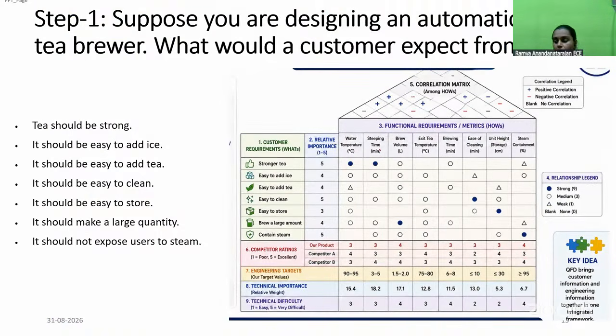So first step, I have to list all the 7 needs. So customer requirements is the first step. I have listed all the 7. I'm going to form 7 rows based on the need of the customer. That is step number 1. So what would a customer expect from it? What is the need is first answered, and then the rows are formed.